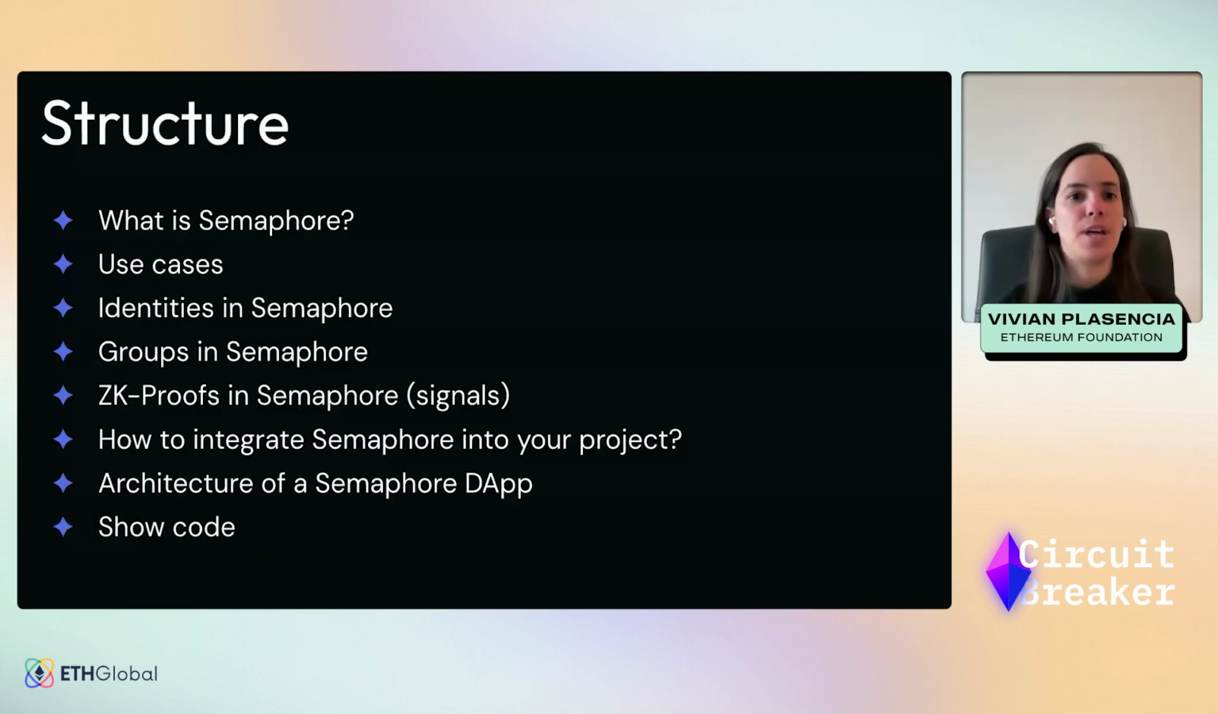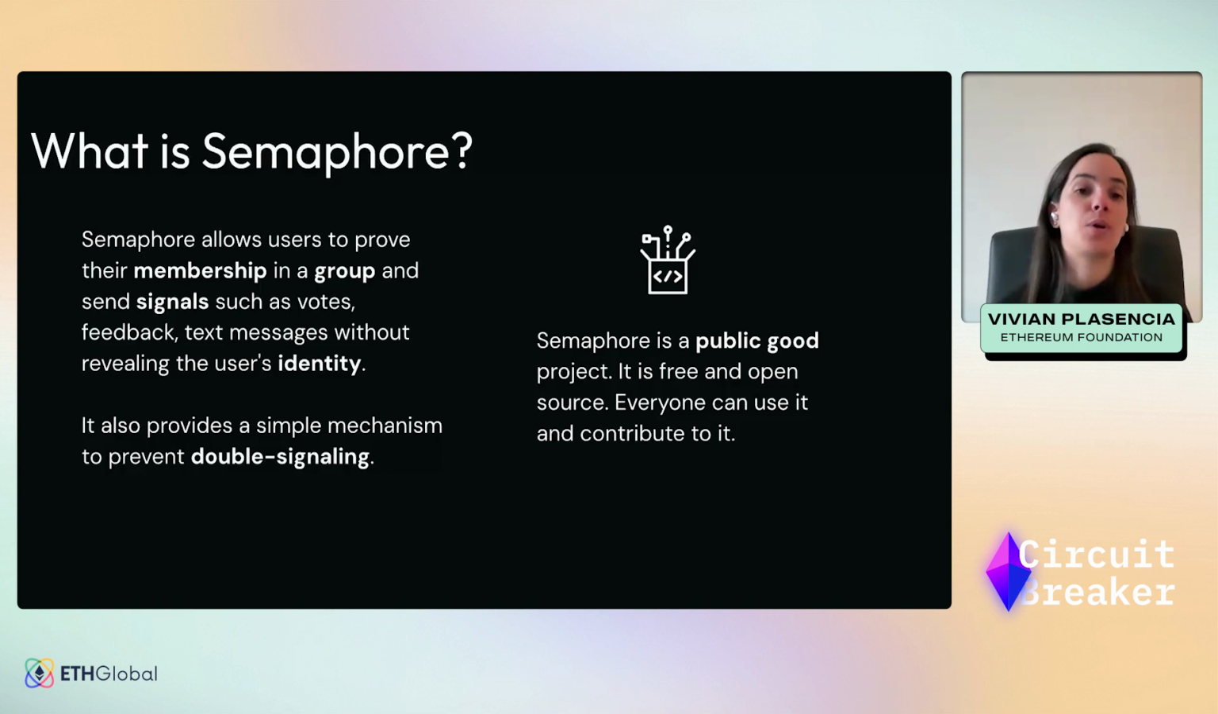So this is the structure of the presentation. We will start with what is Semaphore, then we will talk a bit about some use cases, then the three main components of Semaphore: identities, then groups, and then zero-knowledge proofs in Semaphore, which are the signals, and also how to integrate Semaphore into your project, and the architecture of a Semaphore application. And I will show some code during the presentation. Let's start with what is Semaphore.